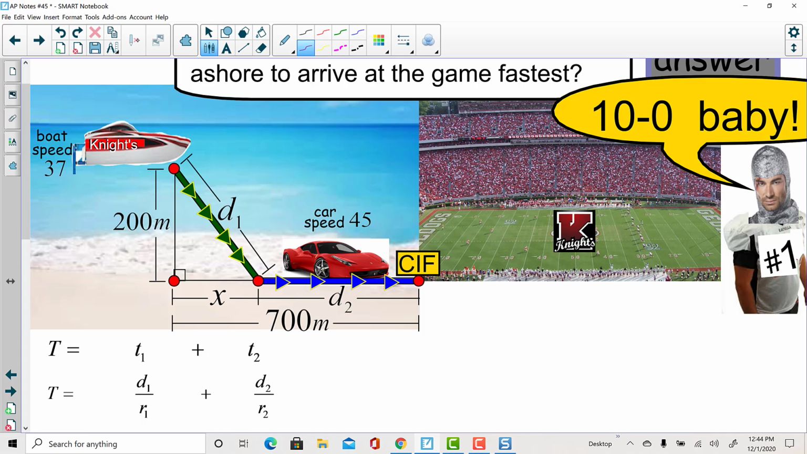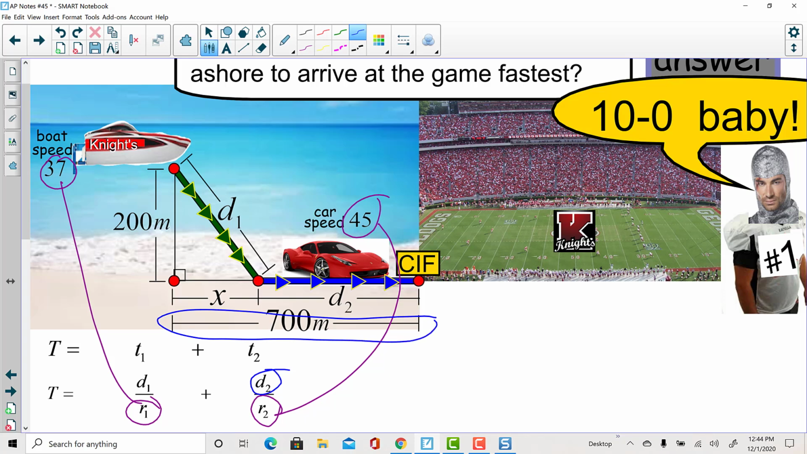Okay, now we're going to go ahead and plug in all the information that we know. We know the rate for the boat is 37, so we can plug that in. We know the rate for the car is 45, so we can plug that in. The distance for the car is going to be this distance here, so it's 700, but then you have to subtract the x. So for the d2, we're going to put 700 minus x.